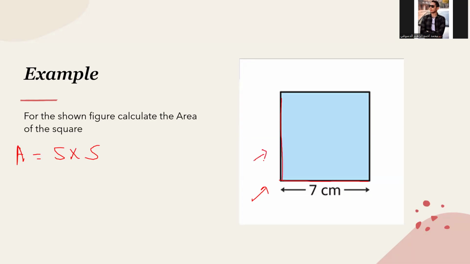So we need to get this side and this side. But this is a square, that means that all the sides are equal. So this is 7, and this is also 7, and this is also 7, and this 7. So the area is equal to side times side, which equals 7 times 7 equals 49. 49 of what? Centimeter square, because he mentioned that the side is in centimeters. The unit of length he's using is the centimeter.